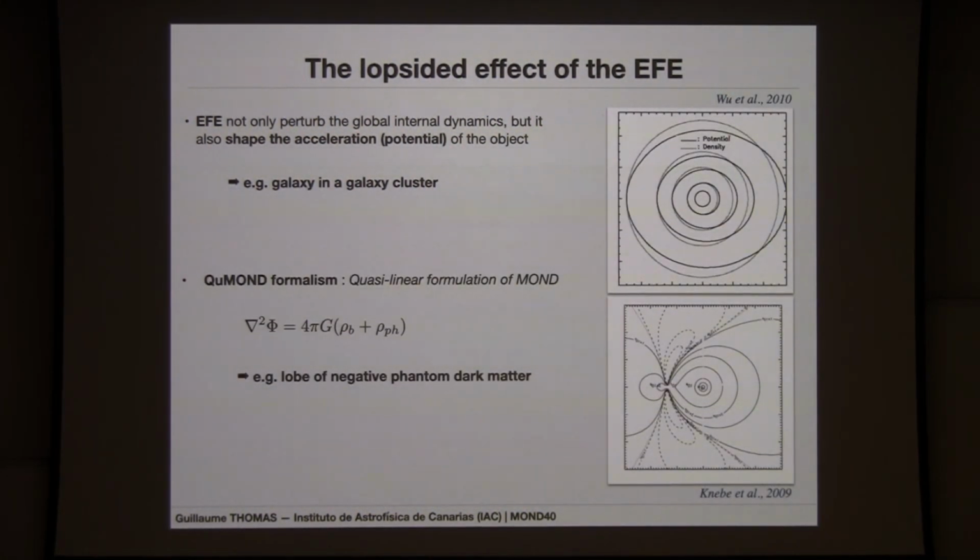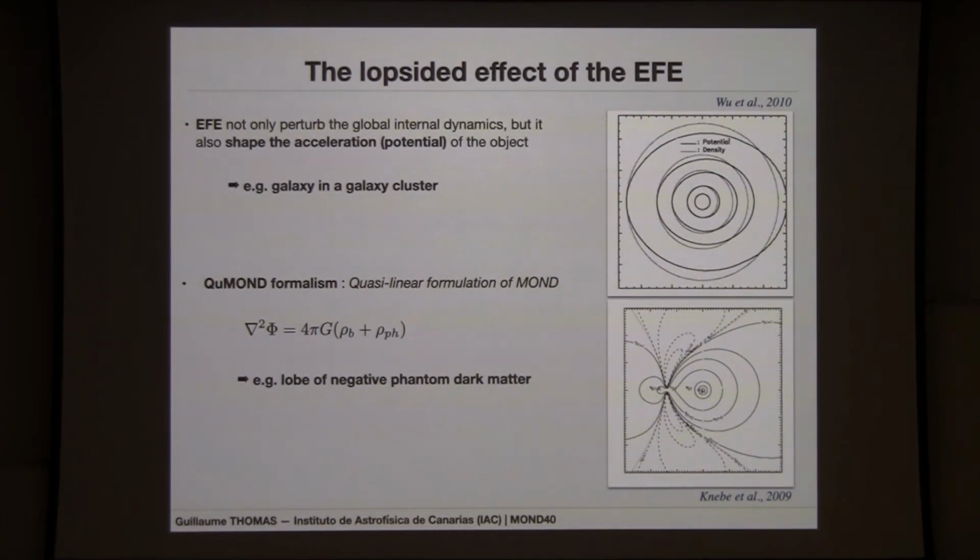Another way to see that is that if you go in the QUMOND formalism, you can write the Poisson equation this way, where you have the classical two parts: the Newtonian baryonic distribution, so it's the classical Poisson equation, and here you have another term, which is the phantom dark matter. So it's a mathematical ansatz of dark matter. It's not something really physical, but it's the mathematical equivalent of the amount of dark matter that you would need to add to reproduce the MOND accelerations.